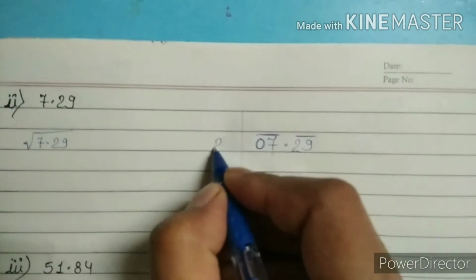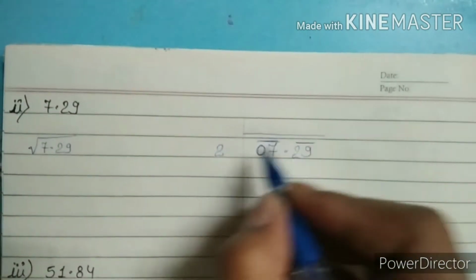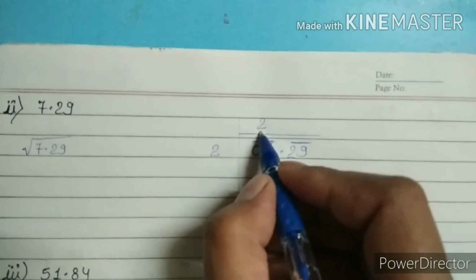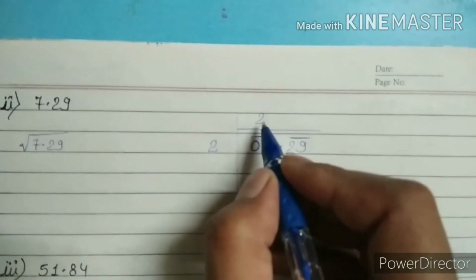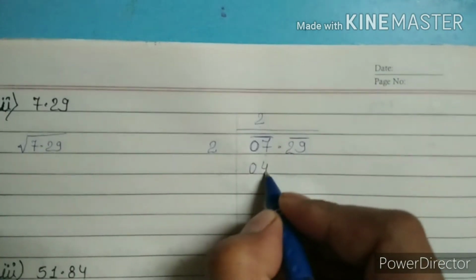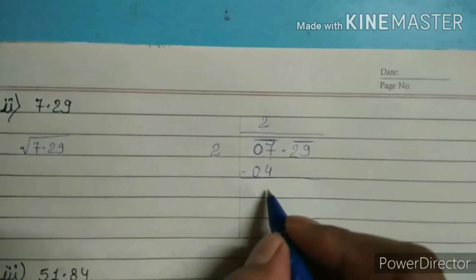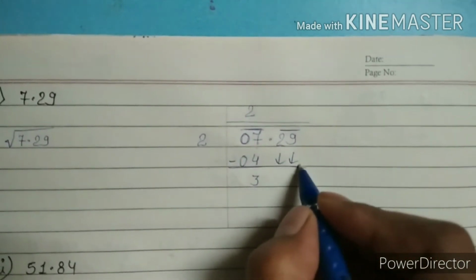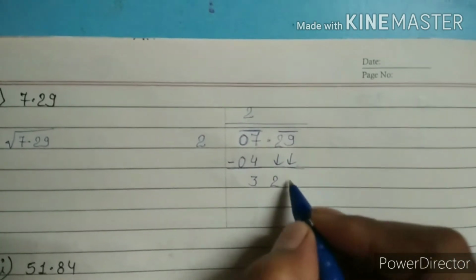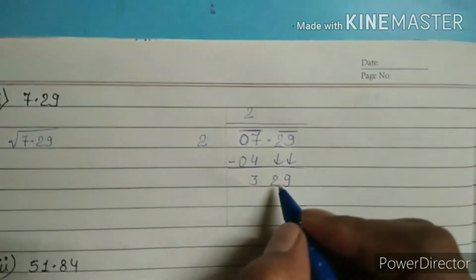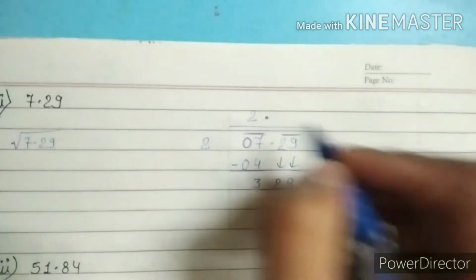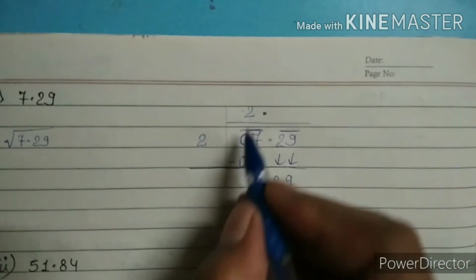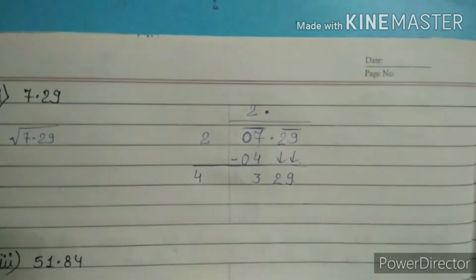So here what are we writing? 2. Okay. Now if we write 2 here, in the answer portion we also have to put 2. So 2 2s are 4. Okay, 7 minus 4 is 3. Now we take the numbers after the decimal downside. So here 29 will come, and 29 is after the decimal. That's why here we have to put the decimal. Now double of 2 will come here. Double of 2 is 4.